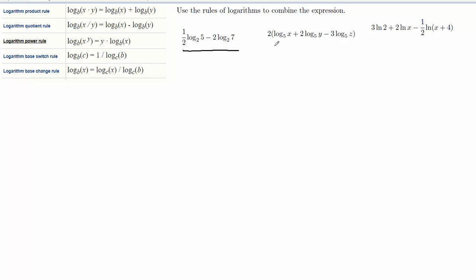If you have variables though, like in the second and the third problem, in these cases you cannot come up with a number. There is no way, because you have a variable in your expression. So you will just combine the expression into one logarithm.